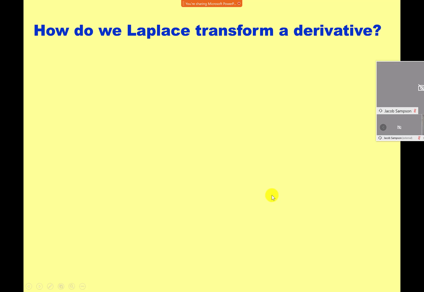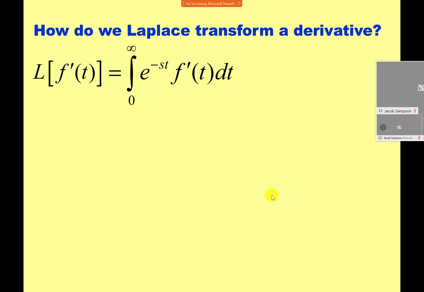All right, so how do we Laplace transform a derivative? Well, we go to the definition. Anytime we have something new, we always go to the definition. And so if I have a derivative, I'm going to use that definition of integral from 0 to infinity.